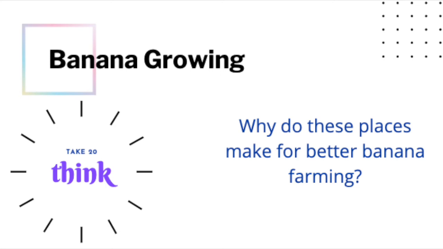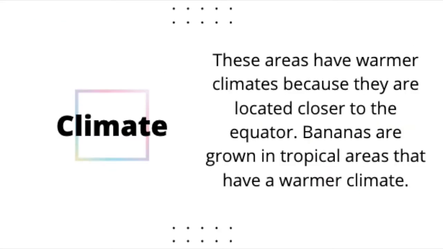Hmm, why do you think these places are better for banana farming than the places we live in? When you're thinking of your answer, think of the conditions that other plants grow in. The reason most of our bananas come from other places and we don't really grow them here has everything to do with climate. The climate is the temperature and moisture in the air in a particular place.